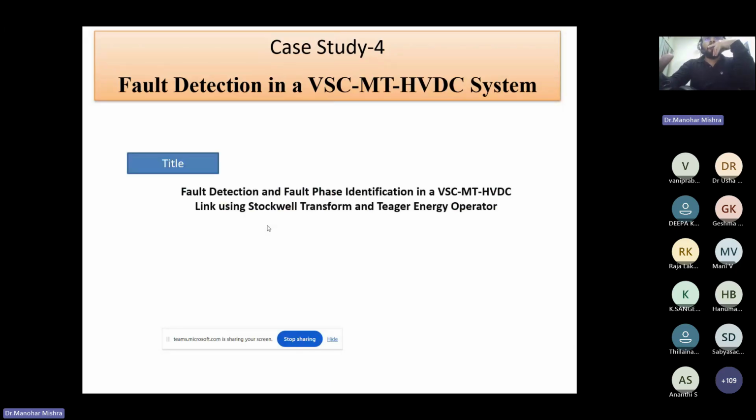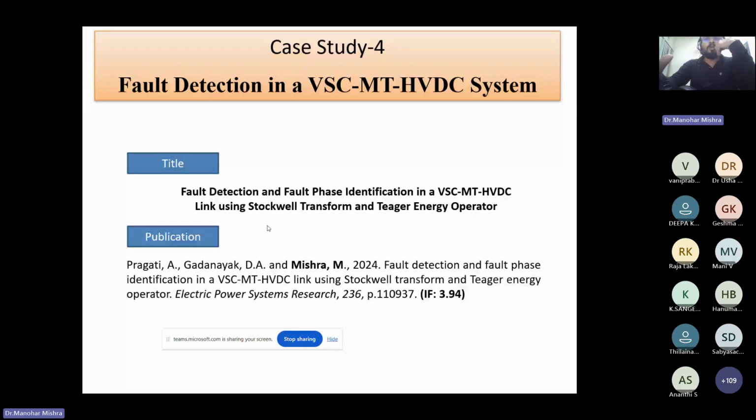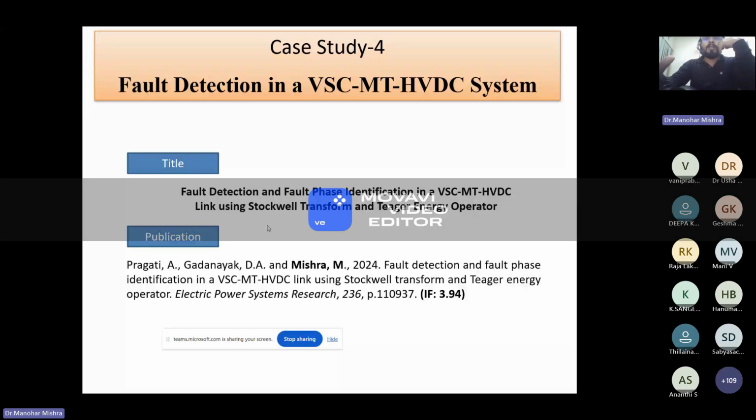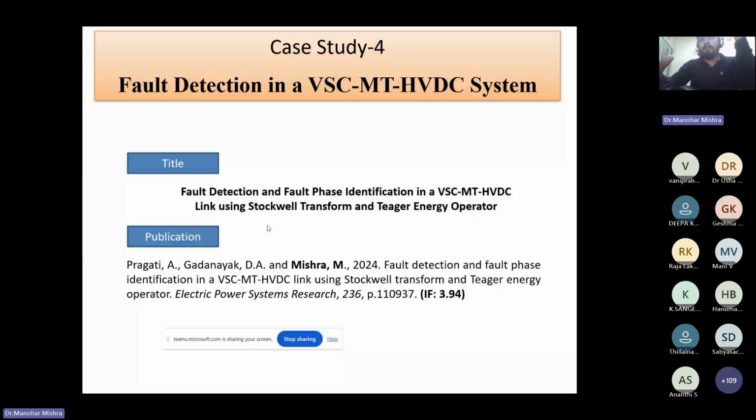This is one recent paper that we published in 2024. This is my PhD student's work: fault detection and phase identification in the VSC multi-terminal HVDC link with Stockwell transform and Teager energy operator, published in EPSR, Elsevier.